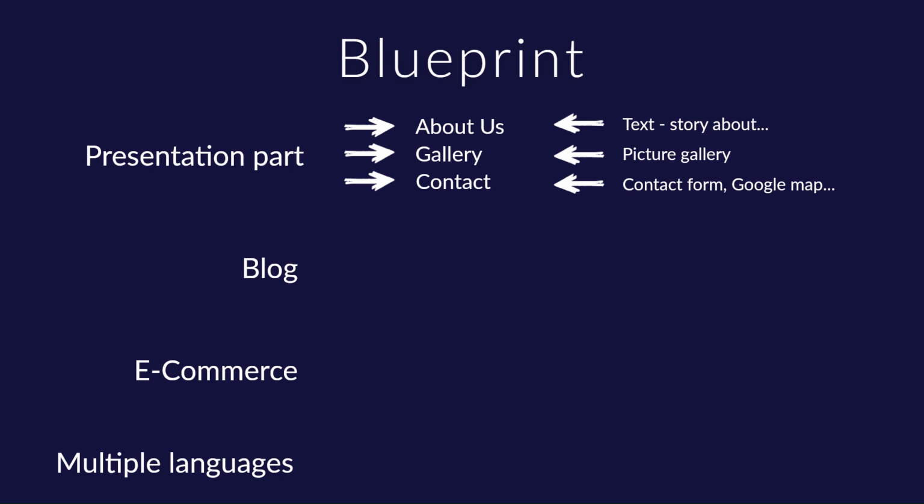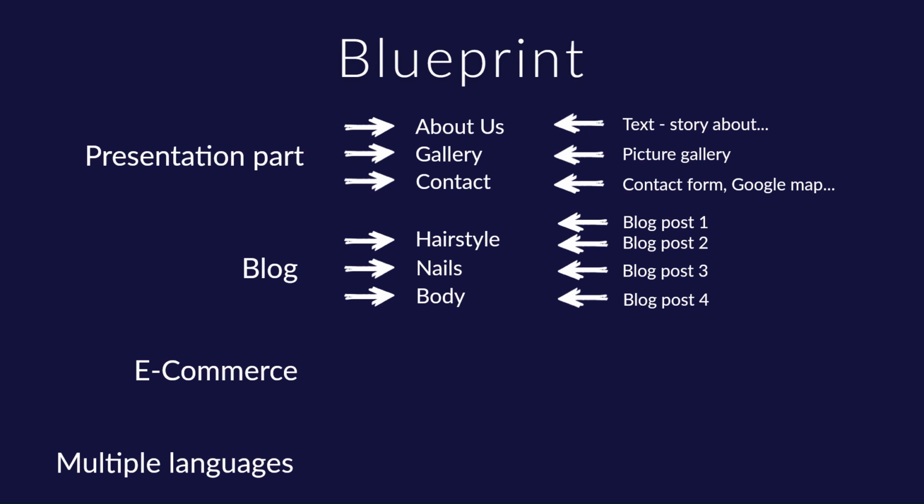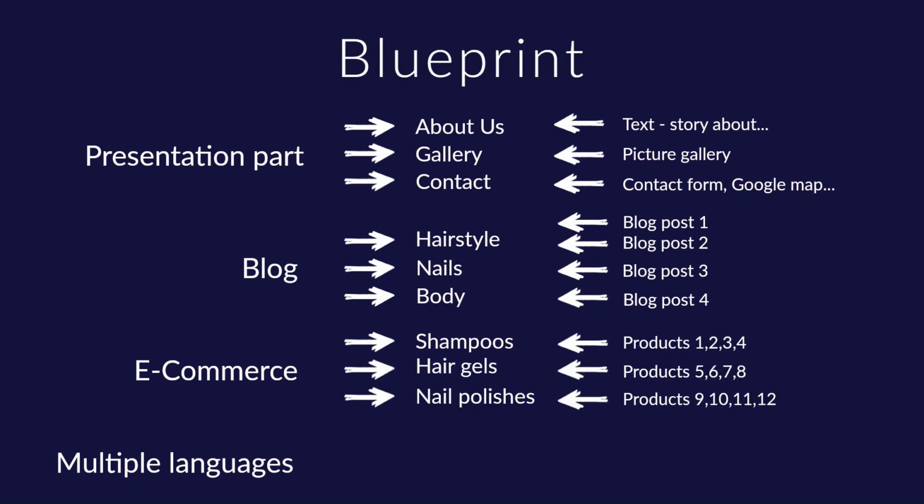The blog section will contain 3 categories: hairstyle, nails, and body, and within them 4 blog posts. Also, 3 categories will be created in the webshop: shampoos, hair gels, and nail polishes, and within them 4 products in each category. Products can be added to the cart and purchased through the checkout process. In addition to English, there will be the German language.